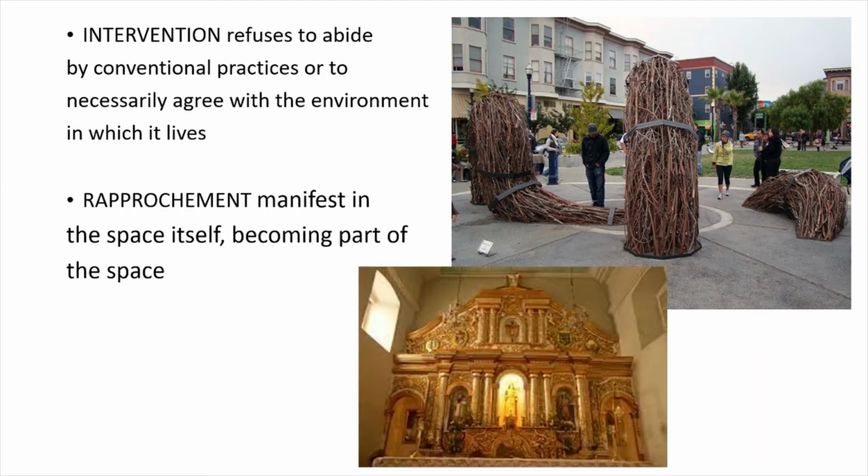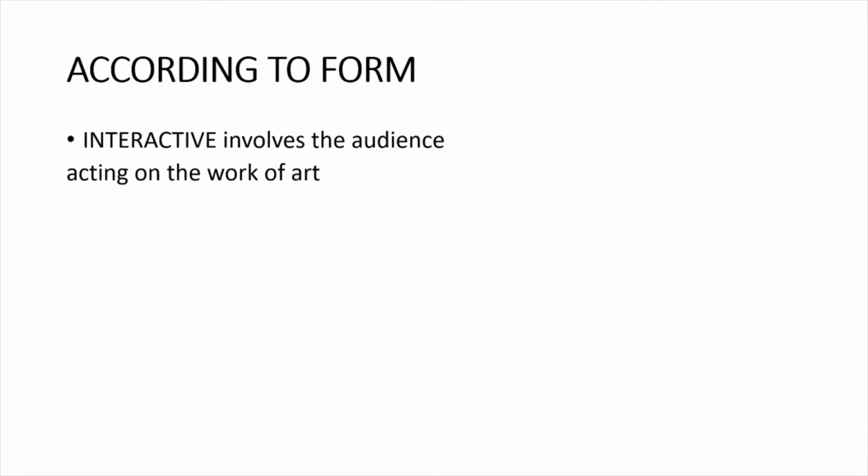For example, a retablo of the church. First, it may be started as an intervention, but later on it becomes the part of a space. Here is the classification according to form. First, interactive installation involves the audience acting on the work of art. So once the audience manipulates the artwork, it will give a certain response. Or there is a mutual learning experience between the audience and the artwork.